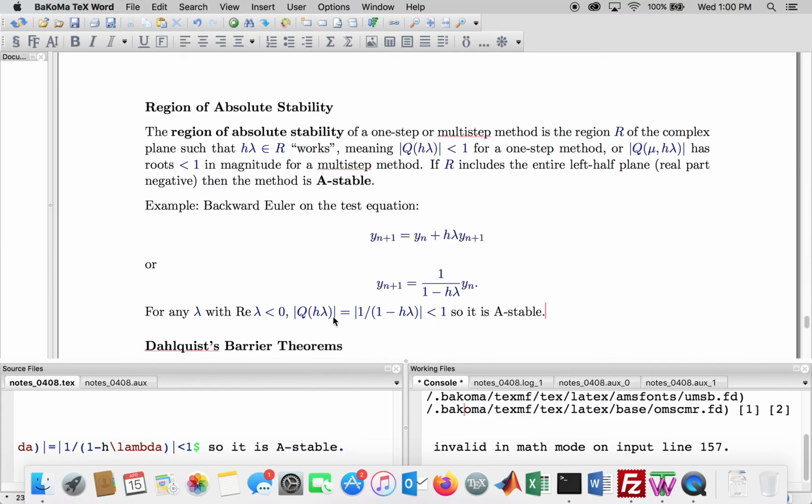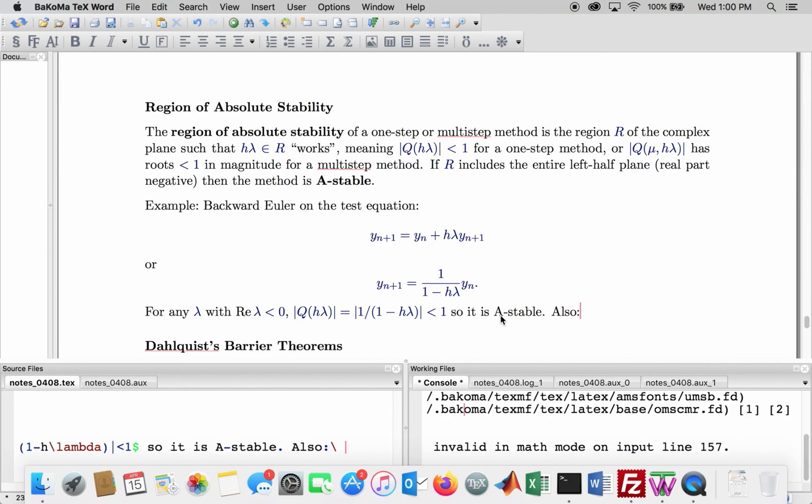Because wherever the magnitude of q of h lambda is less than 1, that h lambda is in the region of absolute stability. Since any h lambda with real part of lambda negative and h positive is in the region of absolute stability, the region of absolute stability occupies the whole left half of the complex plane. Therefore, backward Euler is A-stable.